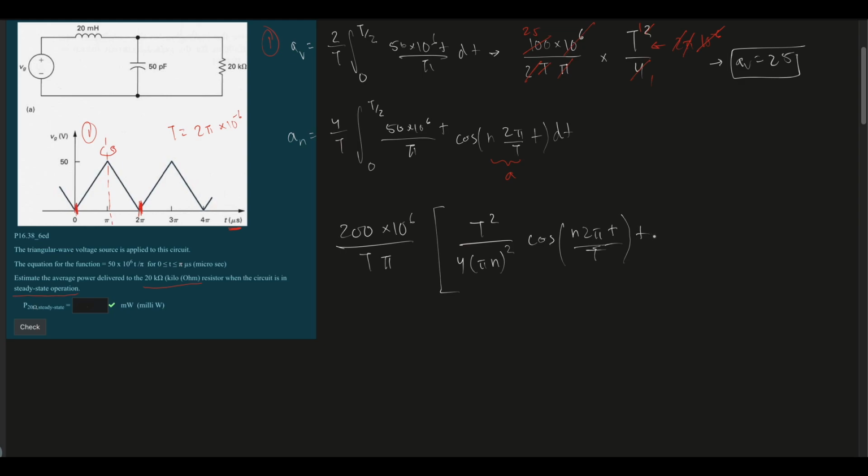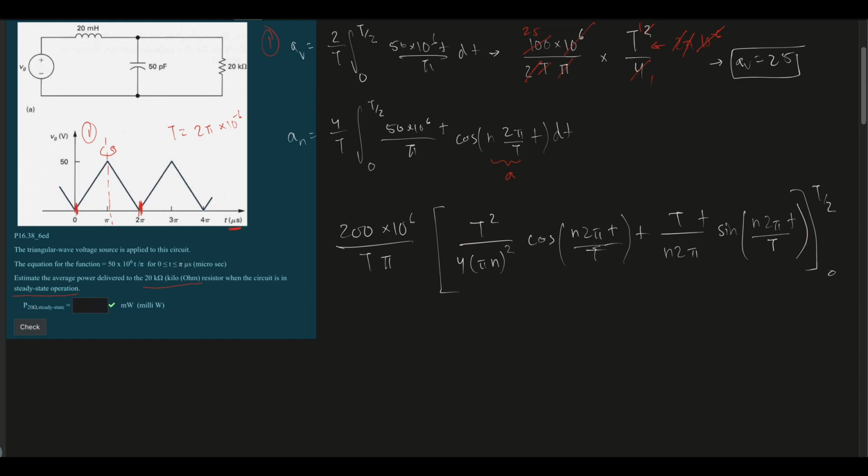And then we can do plus. We just have our a here, so we're going to do T divided by n 2 pi. And then we have times our little t sine of our a, which is just n 2 pi times t, then over T. And this is going from 0 to T over 2.